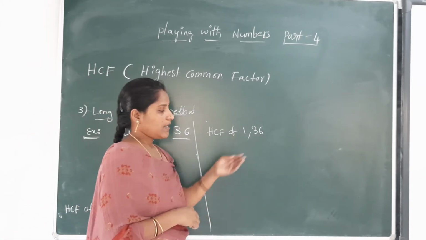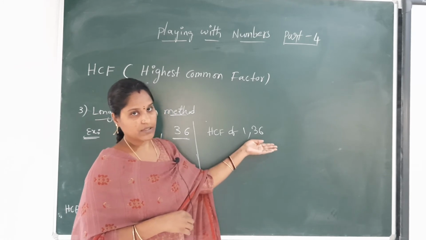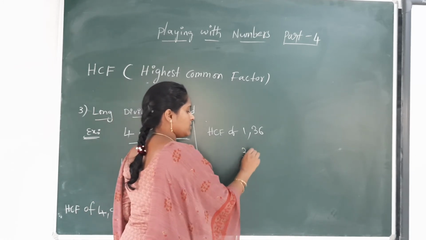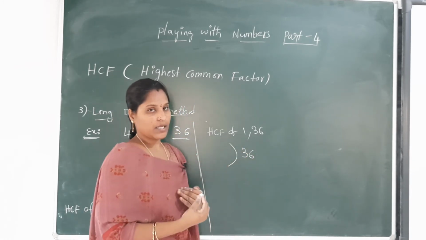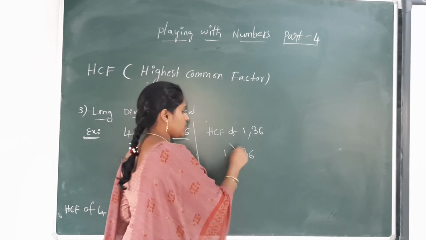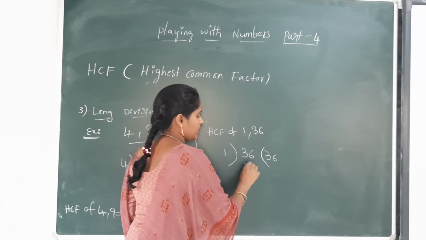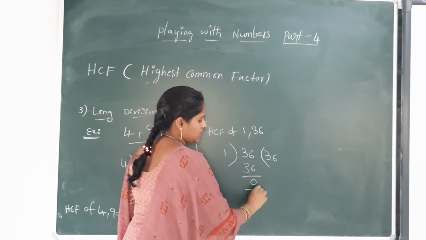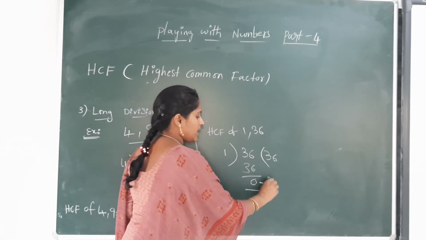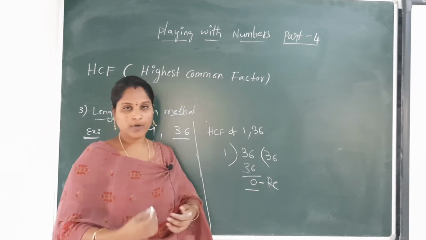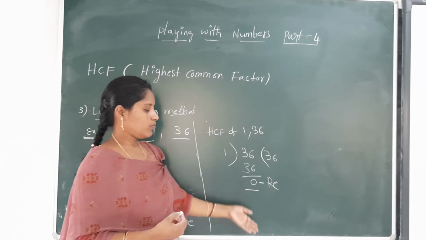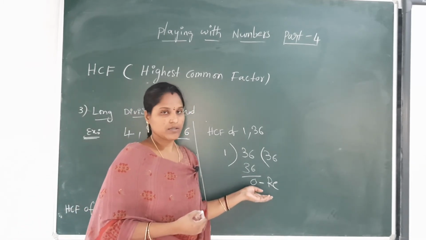Same process. Here 36 is the bigger number, so that is the dividend here, and 1 is the smaller number, so that is the divisor here. 1 times 36 is 36, so 0. Yes, here we get a remainder as 0, so up to here the process is enough. No need to move further.